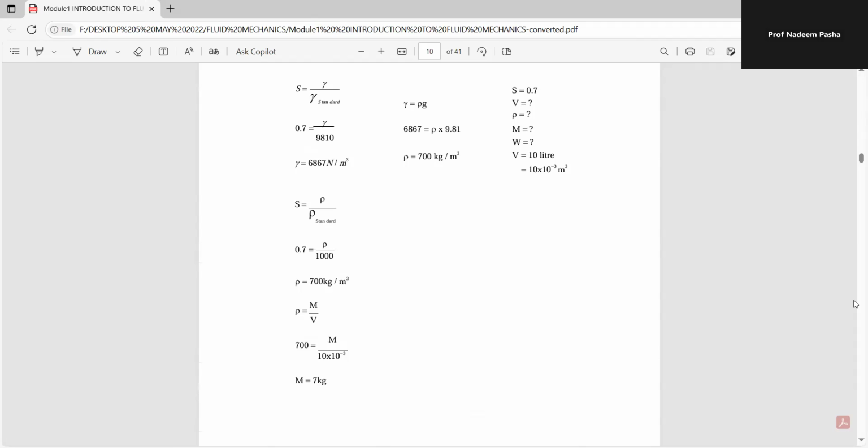Now, lastly, you need to calculate the mass. Rho is nothing but mass by volume. That is, density of fluid is equal to mass of fluid by volume of fluid. So, density just now you have calculated as 700. Volume is nothing but 10 into 10 raised to minus 3. So, if you do the calculation, it comes out to be 7 kg.